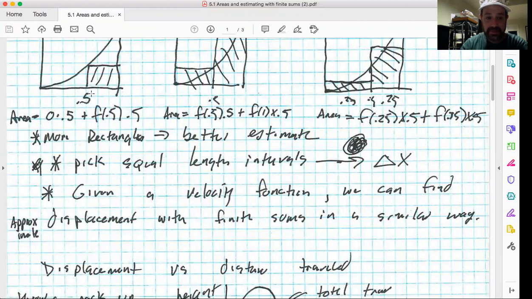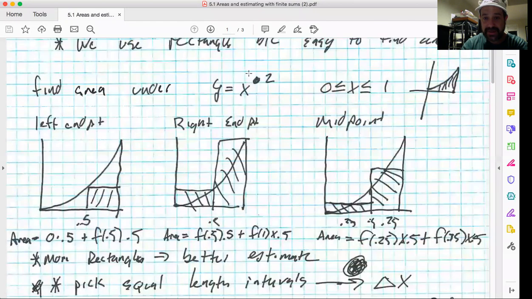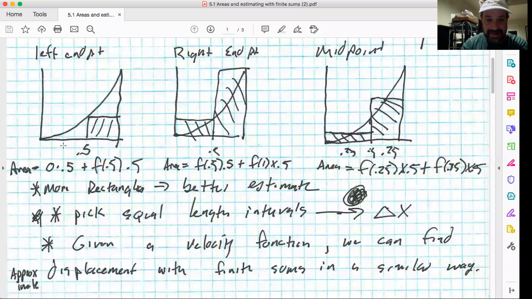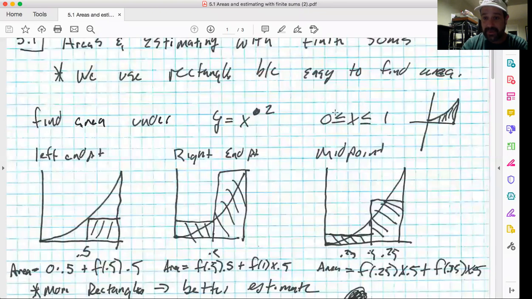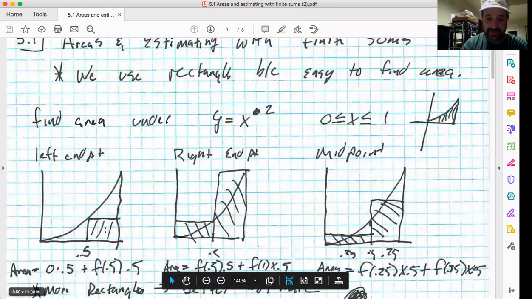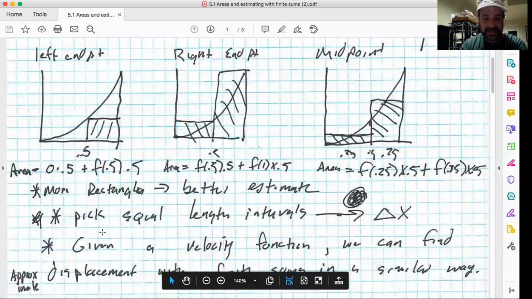So here we pick 2 rectangles. If we go back to here, this is A, this is B. It's always B minus A over N to find out what an equal width would be. Here our N is 2 because we have 2 rectangles, hence 1 minus 0 divided by 2 is 1/2. That's why we're getting these 1/2s.